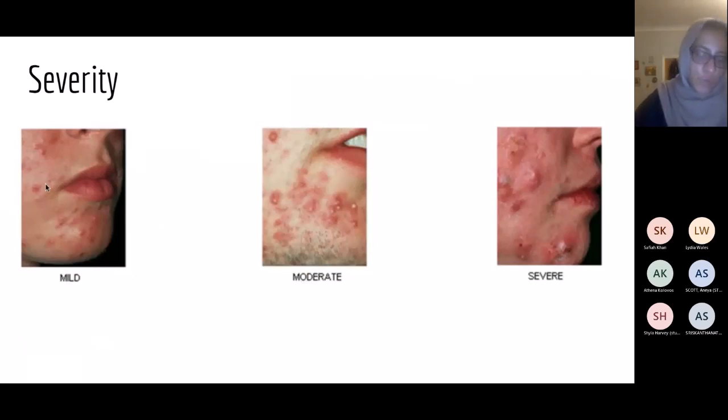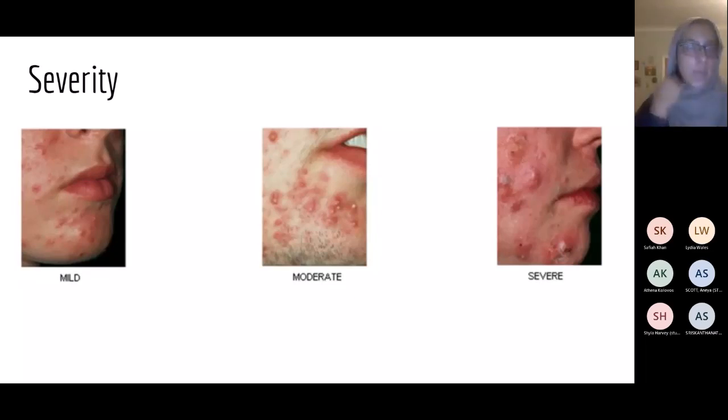With mild, you tend to get fewer of these open and closed comedones. With moderate, it tends to step up into being more numerous in terms of the number of comedones that you have. And with severe, you tend to see really inflamed lesions, and you might start getting more permanent scarring as well. Really, nowadays, we should be preventing people from getting to this stage, particularly preventing scarring, because scarring can be permanent or actually very difficult to remove.